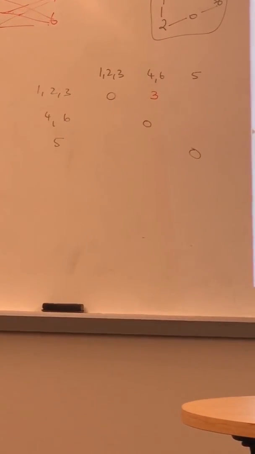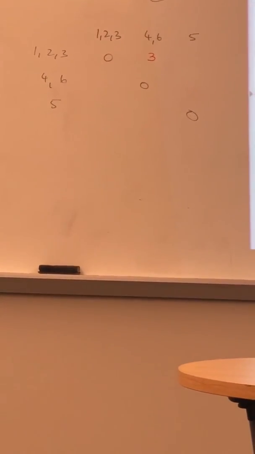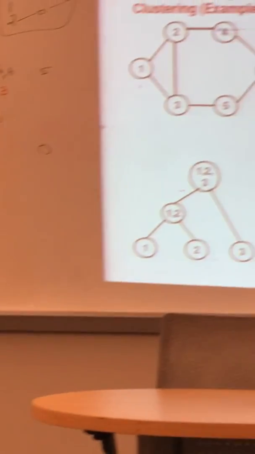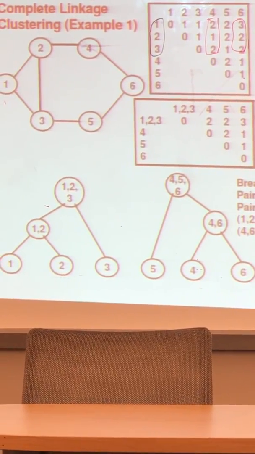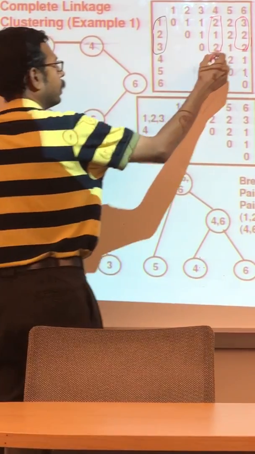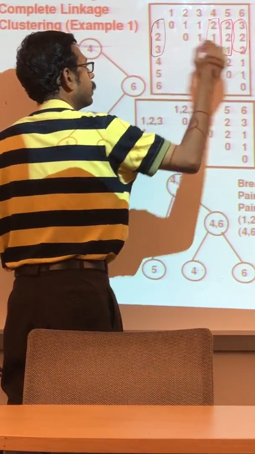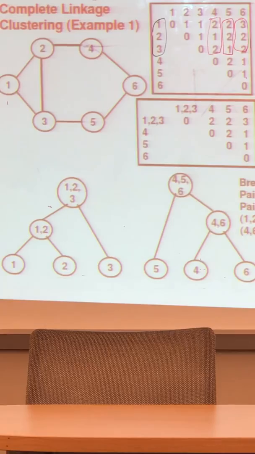1, 2, 3 with 4, 6. This is the maximum of the entries in the block. So 1, 2, 3 with 5 is going to be 2, 2 and 1. So that's going to be 2.